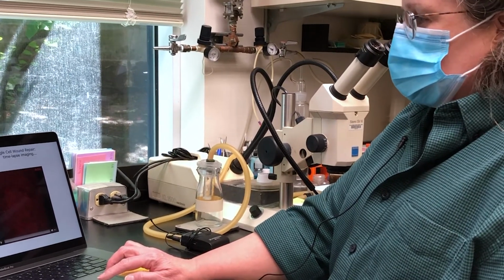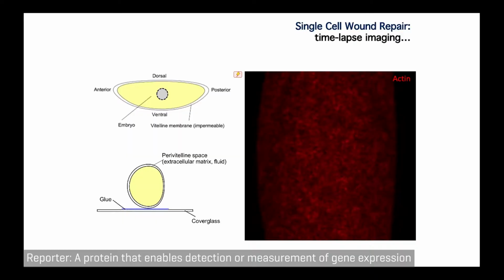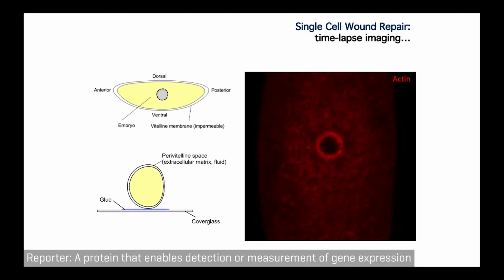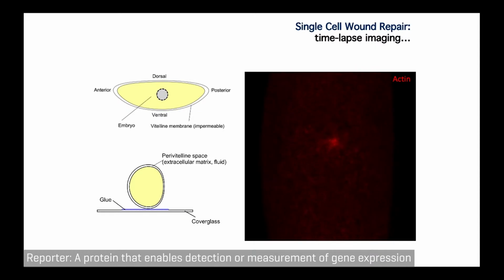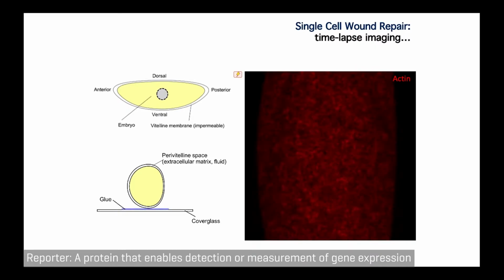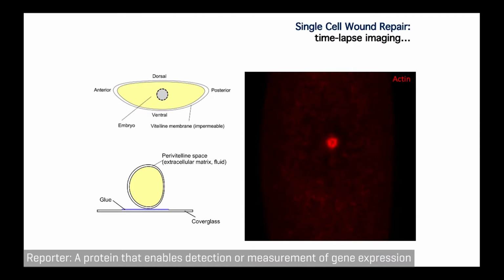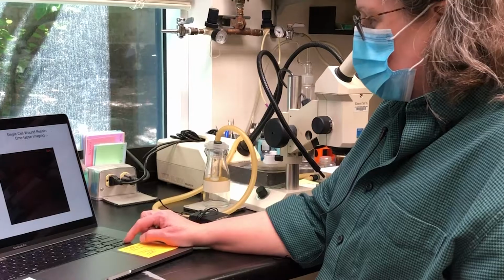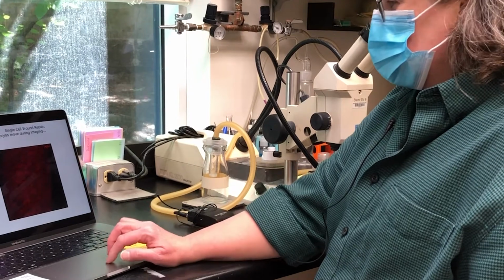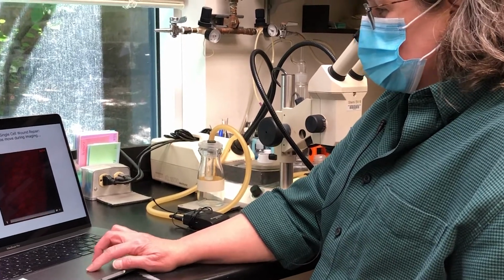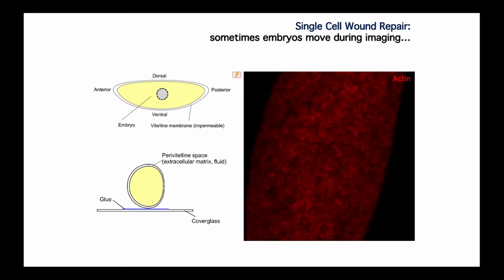And if we're using a reporter, a fluorescent reporter, in this case this is the actin, then this is what we see. It's a very well-behaved wound. The wound stays right in the middle. You can time lapse it, and then we can do all kinds of measurements and watch this over time and see what it does. Sometimes, though, your days don't go like that, and your embryos do this, right?